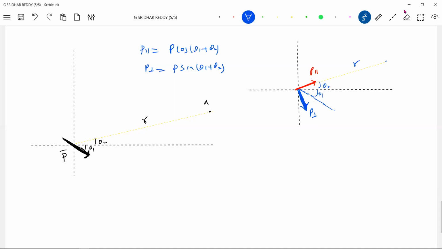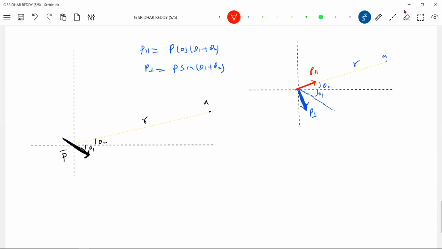Now at a distance R, here I want the field. Due to P parallel, it's as good as this is one dipole, this is one dipole, no? And the point A is here. Point A is on the axis of the dipole moment P parallel. Getting the method? Similarly, point A is now on the bisector of the dipole moment P perpendicular. And we know how to calculate the field.